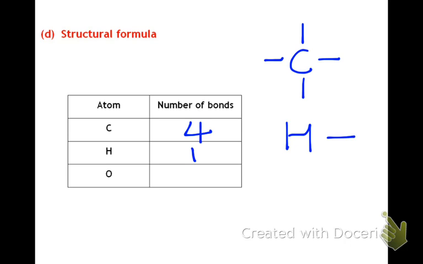And then oxygen is in group 6. It's looking to gain 2 electrons for a full octet. So every oxygen atom would have 2 bonds out of it. Sometimes that could be a double bond, or it could be 2 separate single bonds.